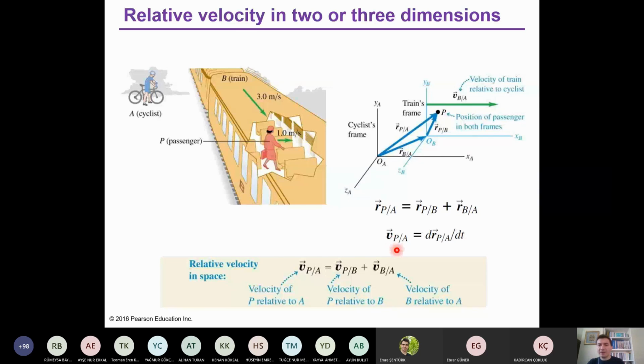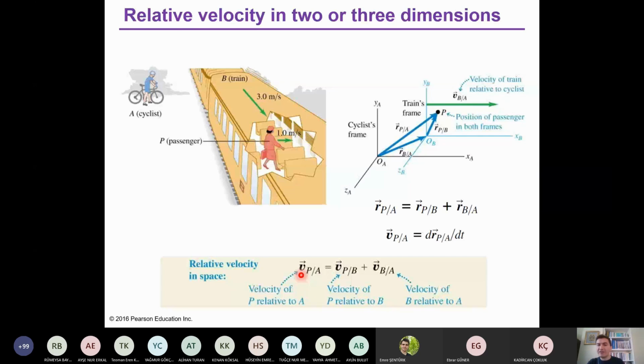And I know that velocity in 3 dimensions can be written in this form, dr over dt, the time derivative of the position vector, right? So take the time derivative of this one, take the time derivative of this one, take the time derivative of this one. Finally, relative velocity in space in 3 dimensions can be written like this.